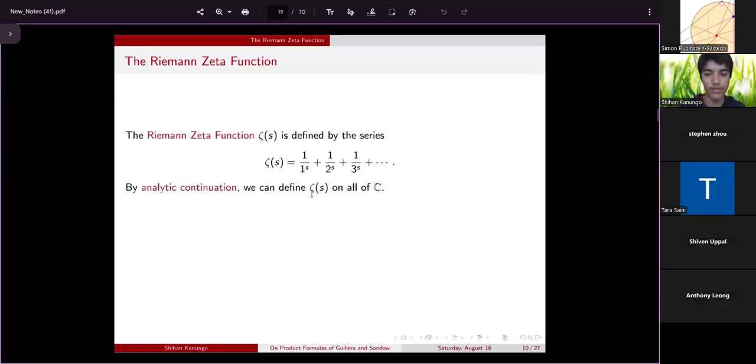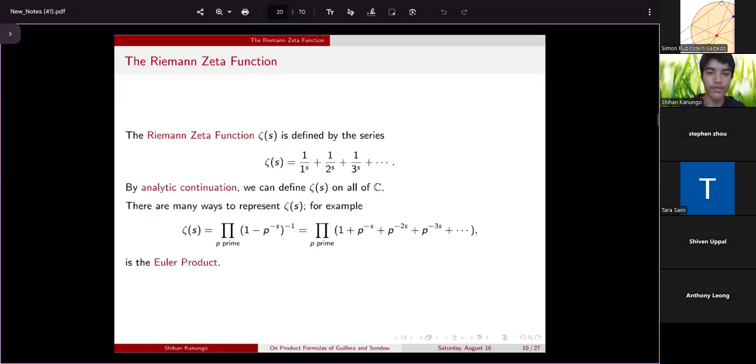And actually, this is not quite true. At s equals 1, we have something called a pole, where zeta is unbounded. And that turns out to be important later on. Now, this is not the only way to define zeta of s.